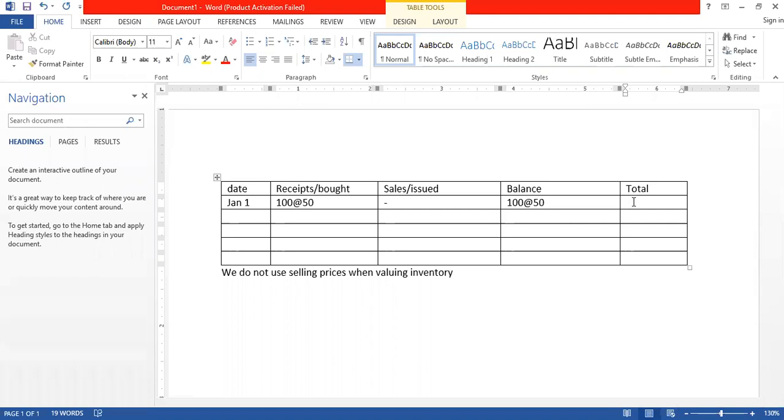That's what it means, 100 at 50. So you take your 100 units, then you multiply it with 50 to find your total value, which is 5,000. So your stock is valued at 5,000 currently. I hope we all understand. And then we move on to the next month, from January.